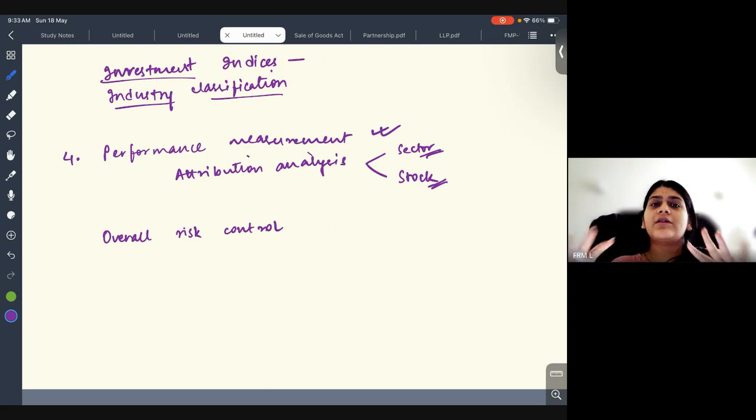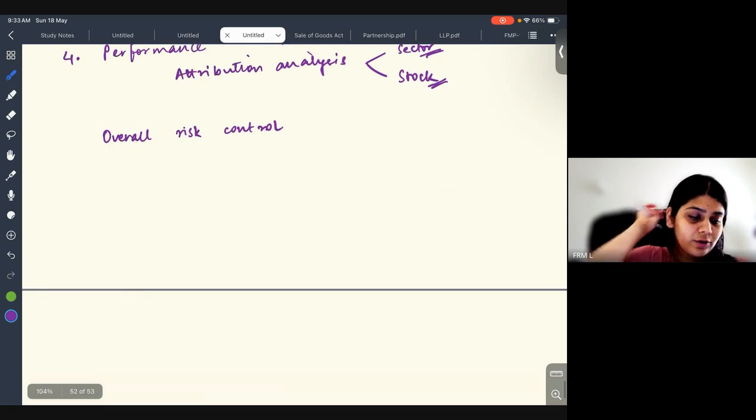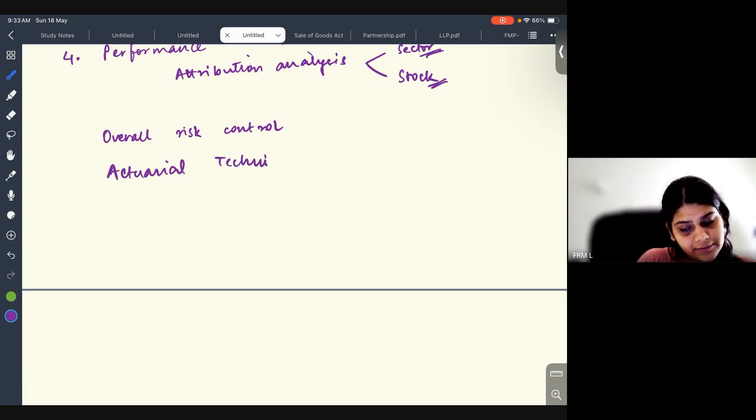So, overall risk control is going to focus on A to Z of risk. The kinds of risk, what are the major impacts of those risks, which asset classes or which investment strategies are prone to which kind of risk, how to monitor them, how to calculate them, and how to handle them. All of it will be covered in overall risk control. After that, the next 2 remaining parts, which are very important again, are actuarial techniques and portfolio management.